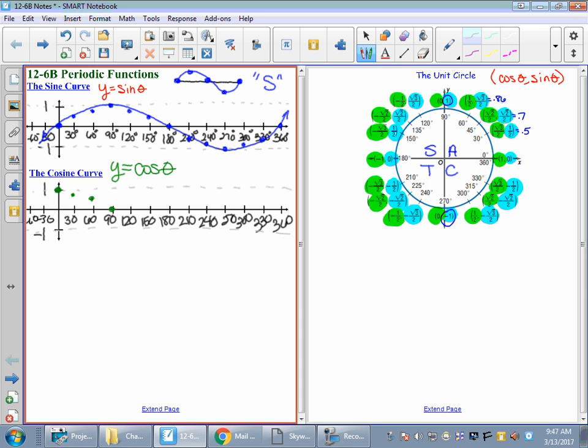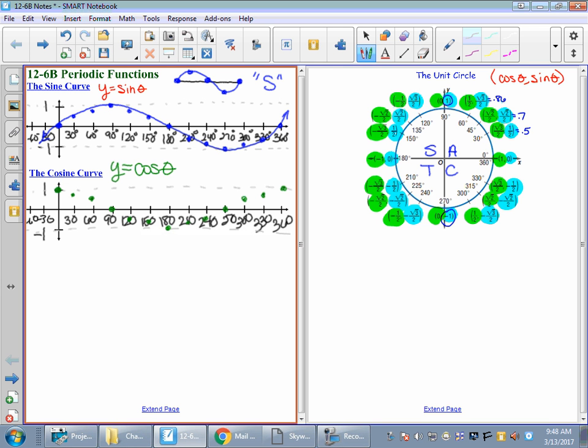Now we're going to hit the negatives. We're in quadrant 2. 120 is going to give me negative a half. 150 is going to give me negative 0.86. And 180 is going to bottom out at negative 1. We're going to work our way back up to 0, but we're still negative. At 210, we're at negative 0.86. 240, negative 0.5. And 270, we're back up at 0. And then we're going to go into the positive when we reach quadrant 4. 0.5, 0.86, and then 1.